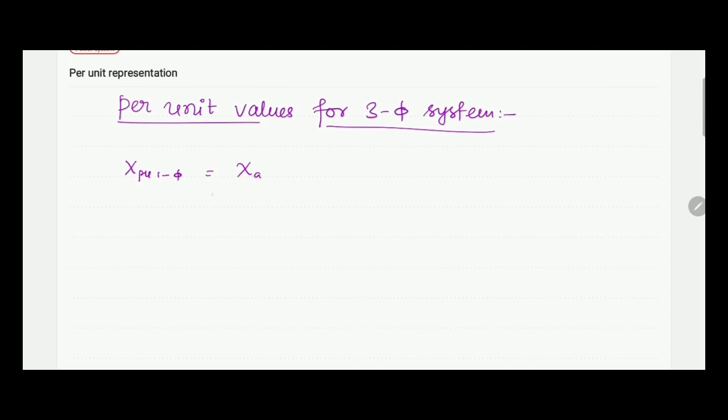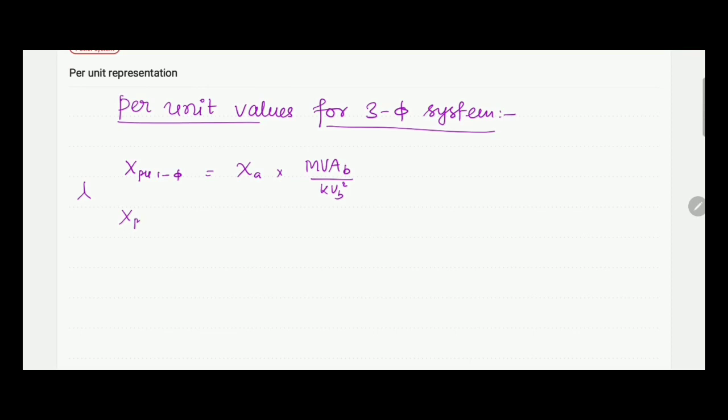let us consider X to be the reactance and XA to be the actual reactance. Then per unit reactance in a single phase system is given by XA multiplied by MVA base divided by kV base square. Now let us consider a three-phase star system.